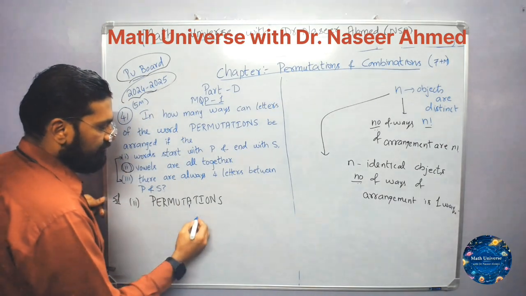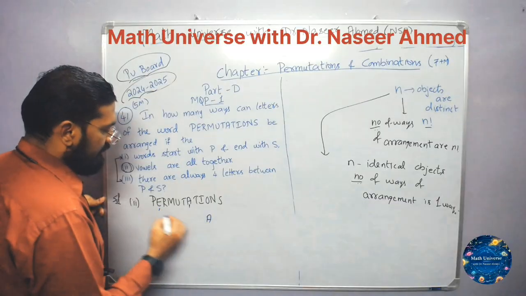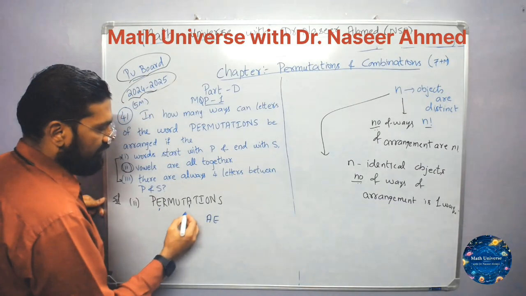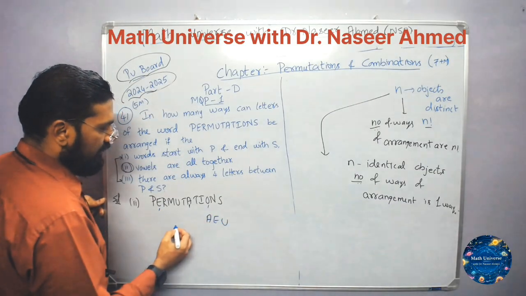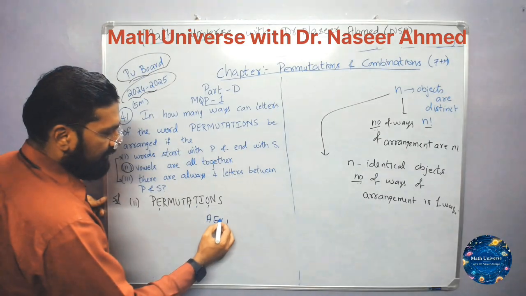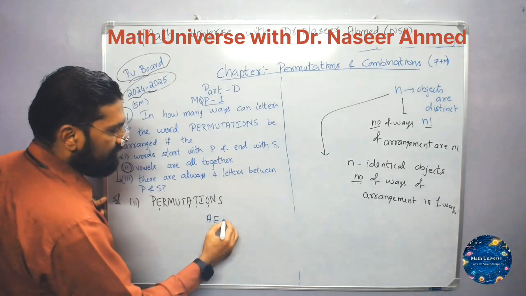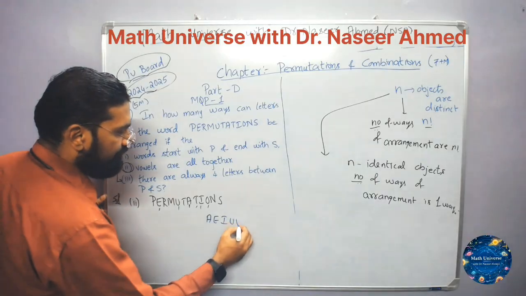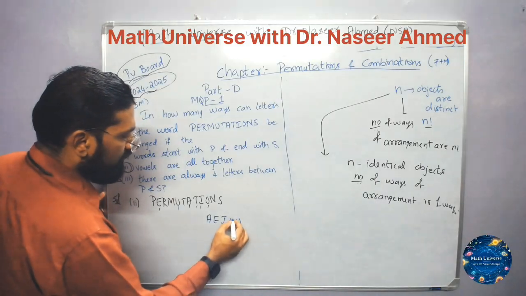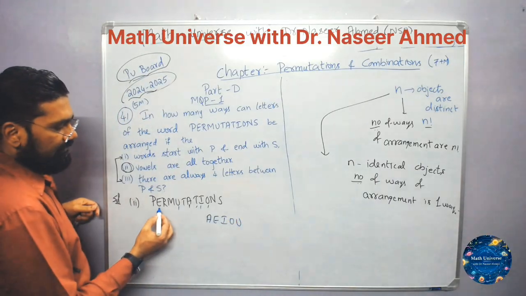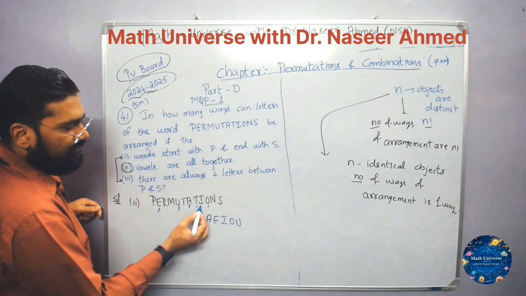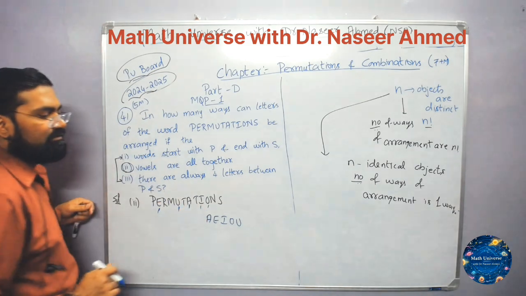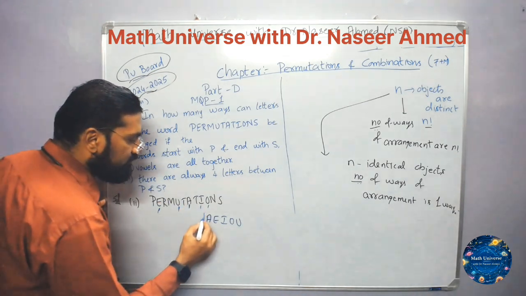A, E, I, O, U. There's nothing like an order in which you should write, but I just want to not miss any. T is not a vowel. The vowels A, E, I, O, U should always be together.